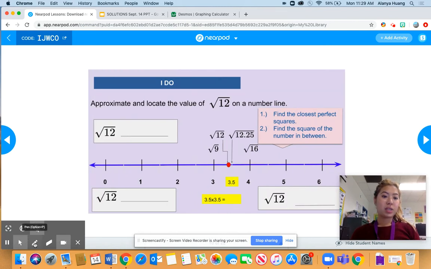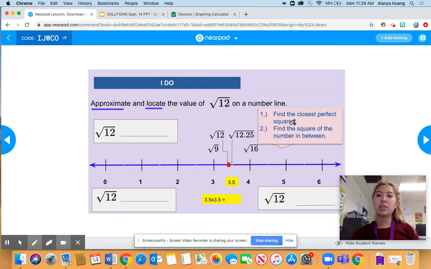The first I Do question is to approximate and locate the value of square root of 12 on a number line. And in this pink box, I give hints as to the steps. So step 1 is to find the closest perfect squares. Step 2 is to find the square of the number in between.